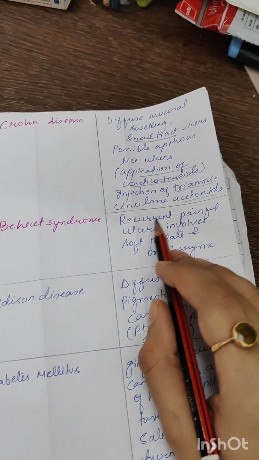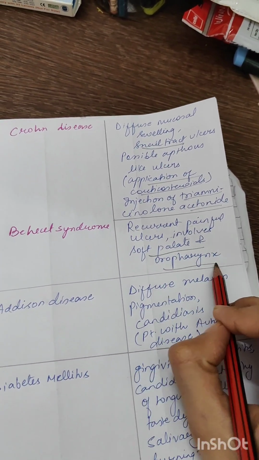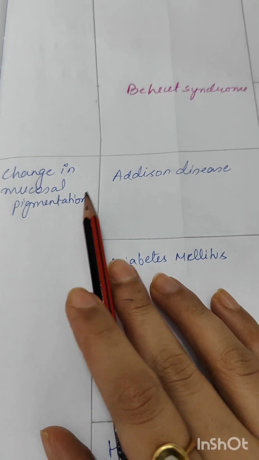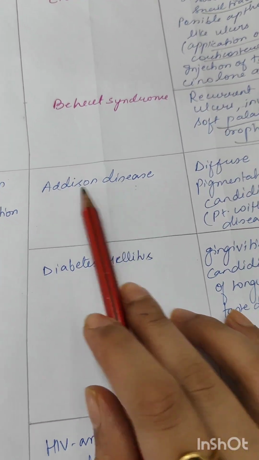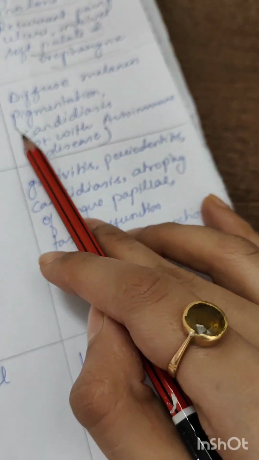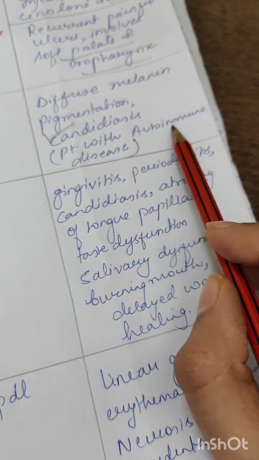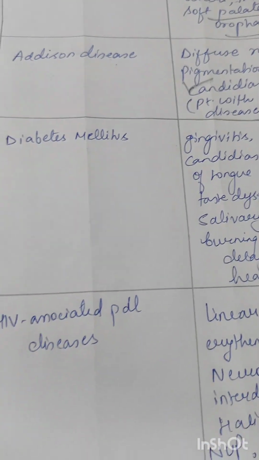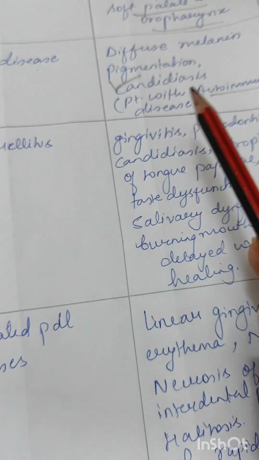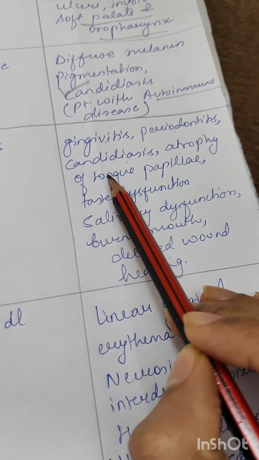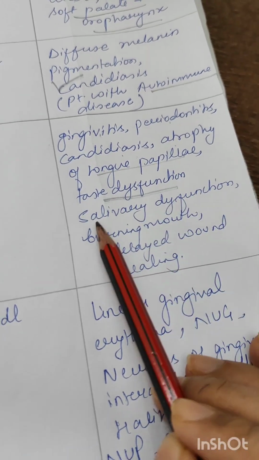Now next is Behçet syndrome. It is recurrent painful ulcers which involve the soft palate and oropharynx. Next is the change in the mucosal pigmentation, that is Addison's disease. Diffuse melanin pigmentation will be seen, candidiasis will be present, and patients usually are immunocompromised.